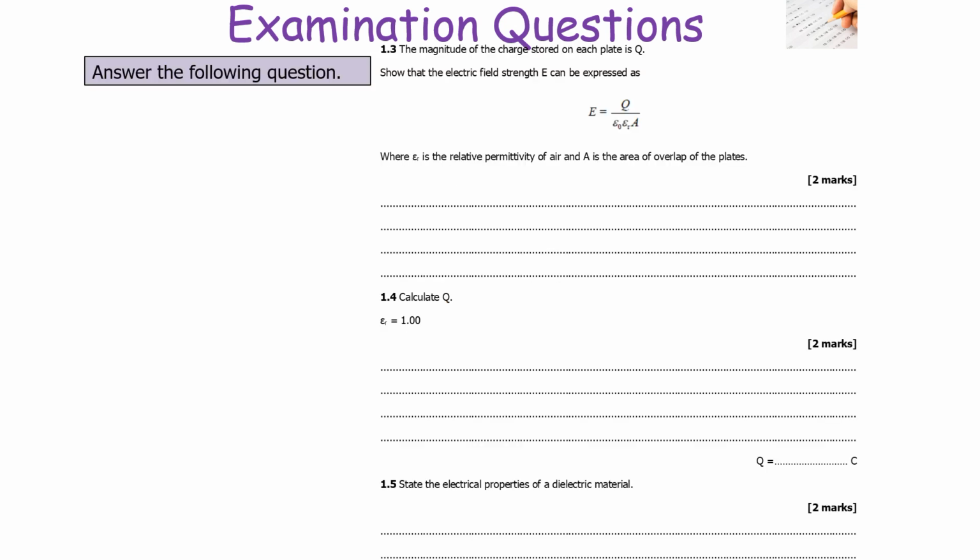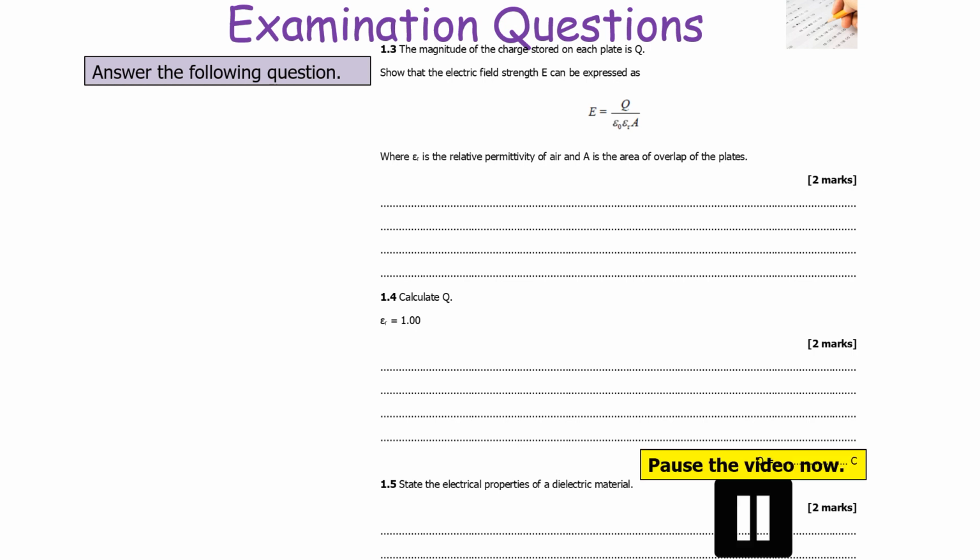The next question says the magnitude of charge stored on each plate is Q. Show that the electrical field strength E can be expressed as E equals Q over epsilon 0 epsilon R A, where epsilon R is the relative permittivity of air, and A is the area of overlap of the plates. Then calculate Q when epsilon R is equal to 1, then state the electrical properties of a dielectric material. So pause the video now, then unpause the video when you want to go through your answer.